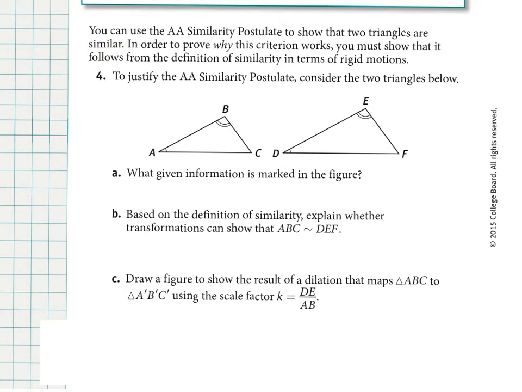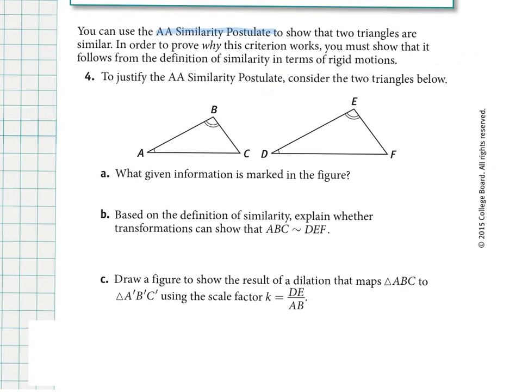It says, you can use the AA similarity postulate to show that two triangles are similar. So AA, let's focus in on that. That means angle, angle. Is that what some of you were thinking about? You're thinking about, oh, the angles stay the same. So when we have the same shape, even if it's not the same size, the angles are going to stay the same. In order to prove why this criterion works, you must show that it follows the definition of similarity in terms of rigid motion. So it says to justify the AA similarity postulate, consider the two triangles below.